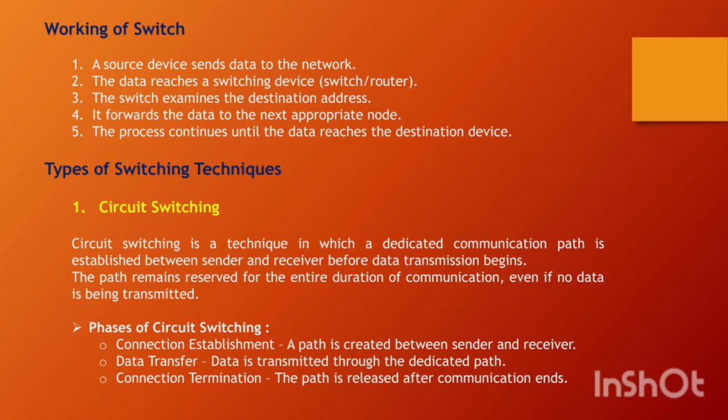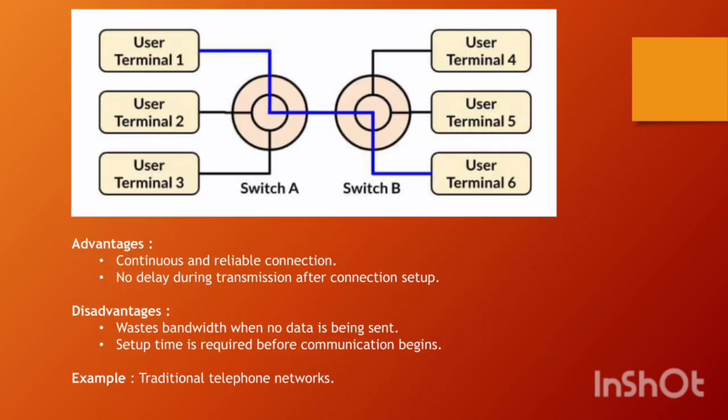Circuit switching is a technique where a dedicated communication path is established between the sender and the receiver before data transmission begins. This path remains reserved for the entire duration of communication. Circuit switching has three phases: connection establishment, data transfer, and connection termination. A common example of circuit switching is the traditional telephone network.